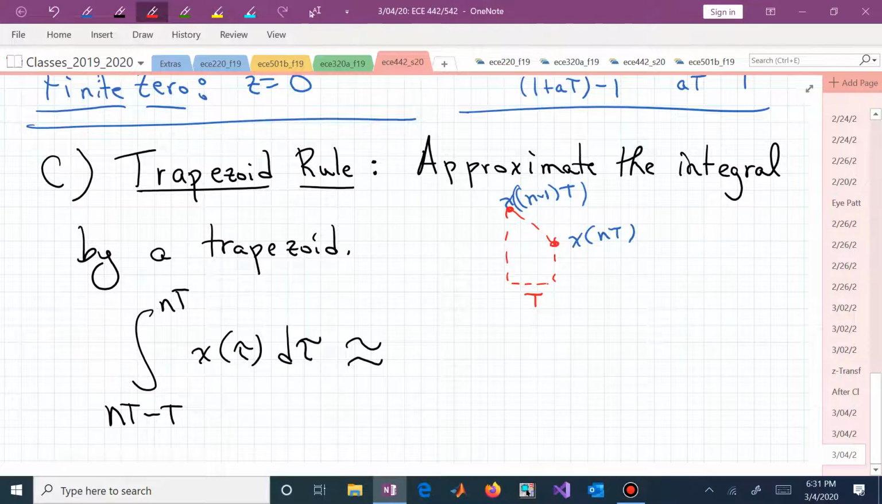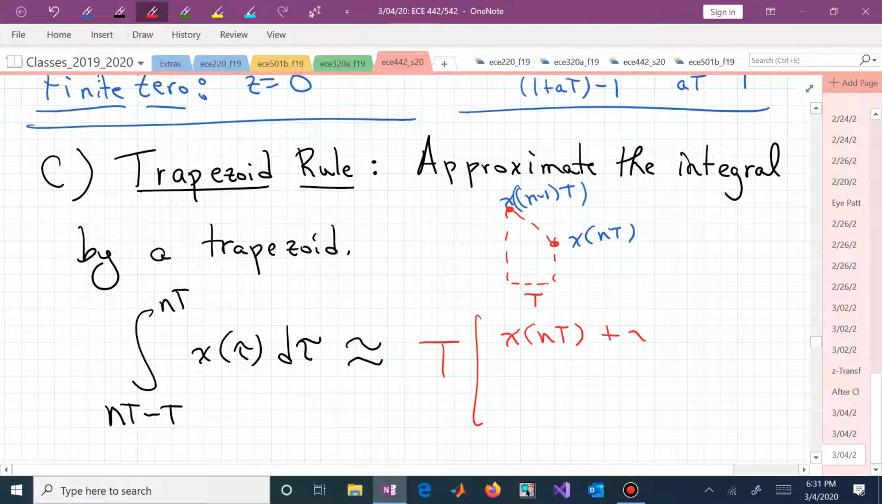How do I define the area of a trapezoid? What's the width? Capital T, and the area of that trapezoid is really the average of those two lengths, isn't it? It's x at time (n minus 1)T plus x at nT divided by 2. That's now how I'm going to approximate the continuous time integral.